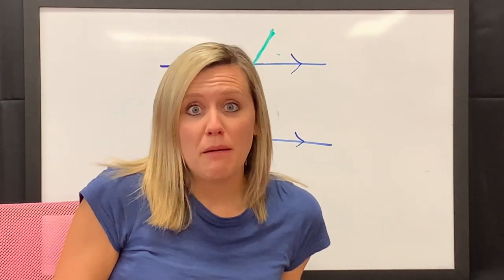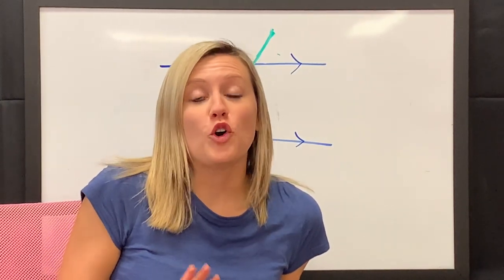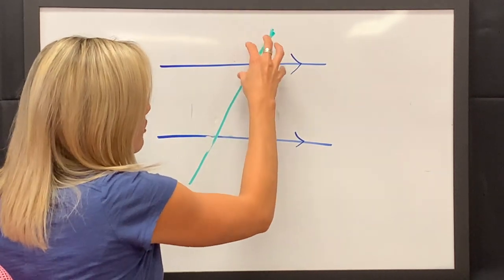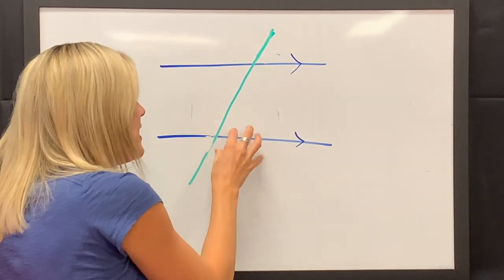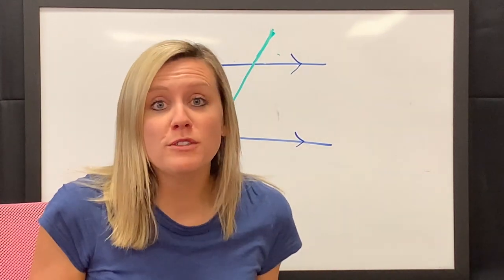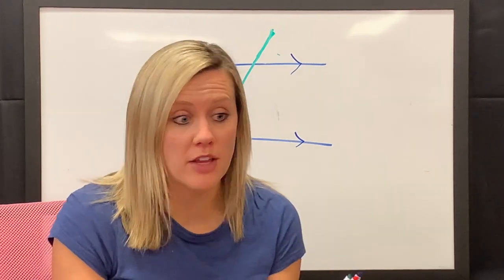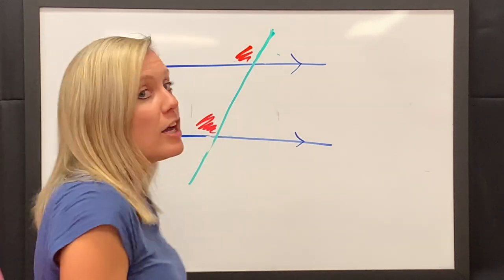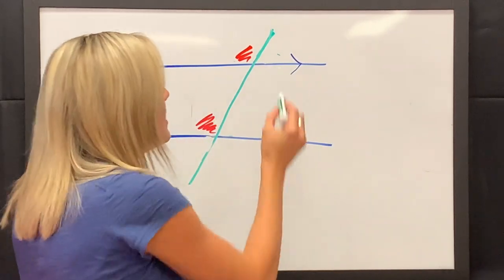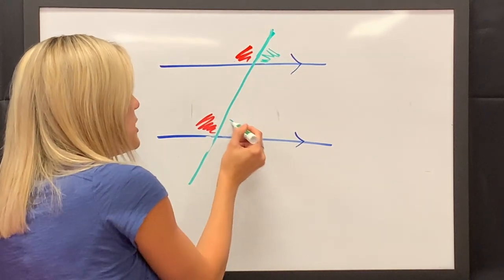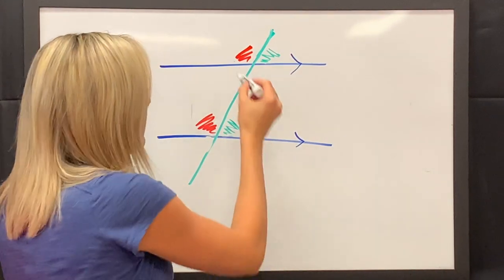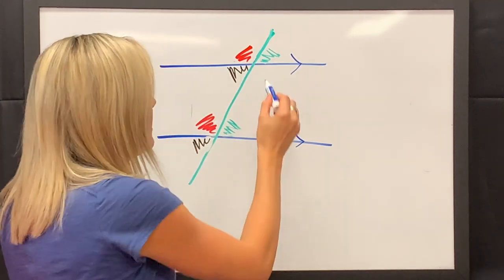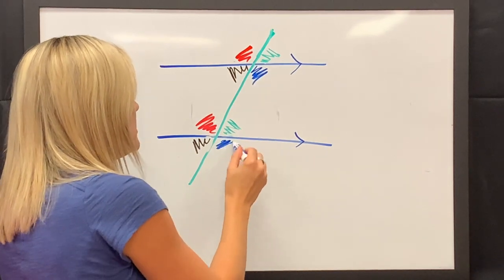The first vocabulary word that we're going to talk about is corresponding angles. That would mean, like, if I cut out these 4 angles up here and I glued them down here and laid them right on top of these, those would be the angles that would perfectly match each other. So this angle right here would be matching with this angle right here. Those are called corresponding angles. This angle right here would match with this angle right here. This angle right here would match with this angle right here. And then lastly, this angle right here would match with this angle right here.